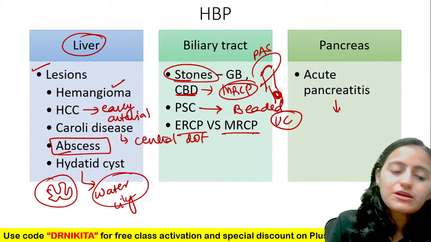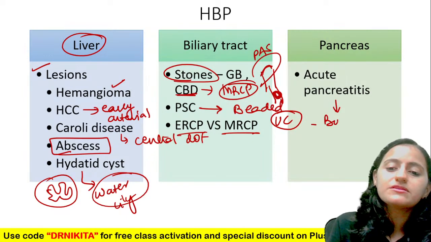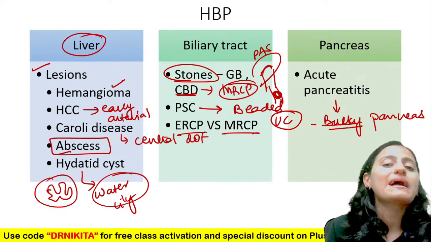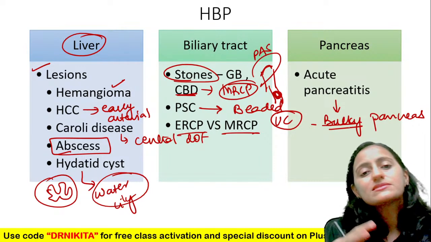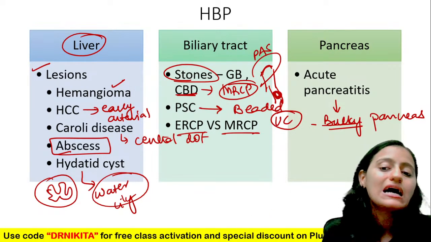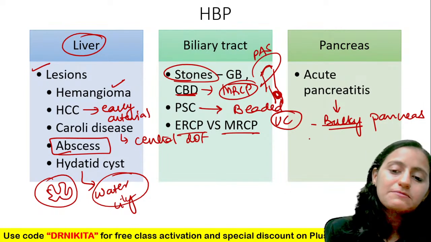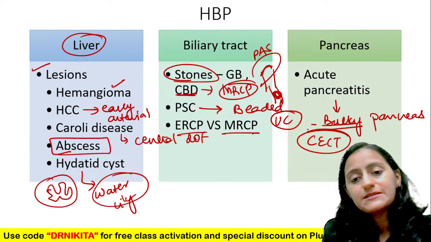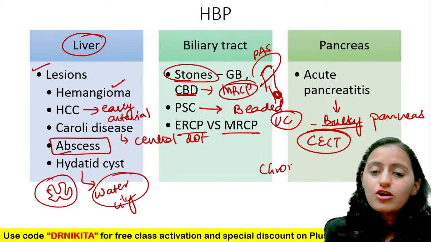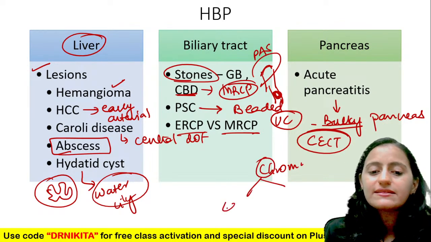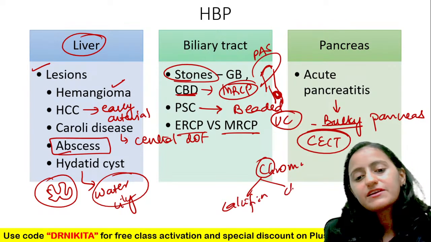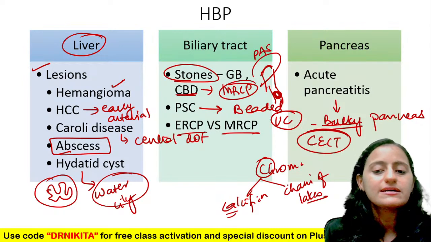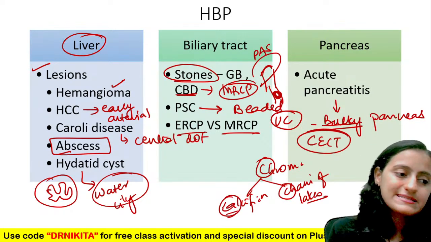In pancreas, acute pancreatitis, very, very important. Remember, we have bulky pancreas in acute pancreatitis. Any organ which is acutely inflamed will be enlarged in size. So we have bulky pancreas. Investigation of choice here is CECT. For chronic pancreatitis, remember the C and the C again. It has calcification and it has the chain of lakes appearance.